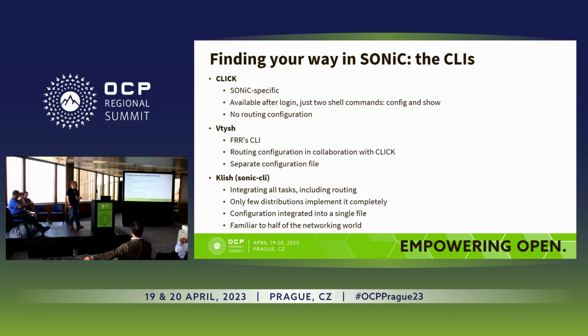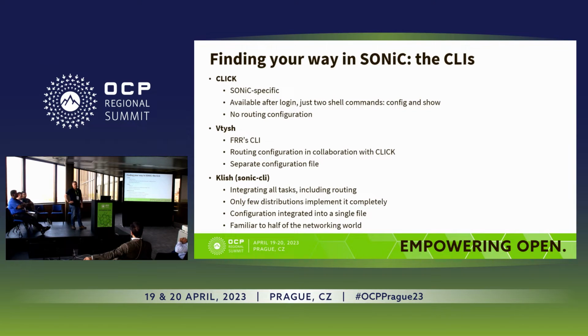Before talking about the zero-touch provisioning, let me mention the CLIs, because that's probably also one of the first things that you will see from the switch in SONiC. The standard one is called click, based on the Python click library. It's actually just two commands, config and show, with a lot of parameters, and there you can configure most things, or actually anything except routing. For routing, we have to resort to the vtysh that you may know from the FRRouting project. That's exactly that.